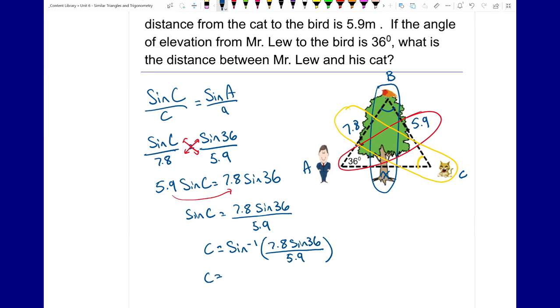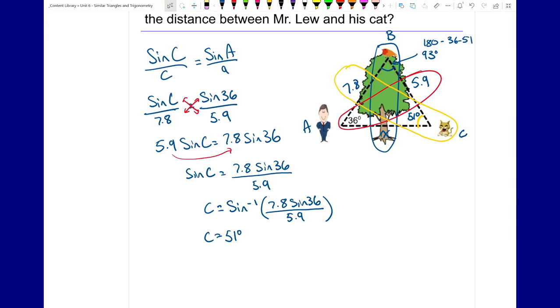Going through and calculating, we get an angle of 51 degrees. So we have 51 degrees now down here. I can figure out this missing angle at the top because I can do 180 minus 36 minus 51. And I'm left with 93 degrees. So I have 93 degrees at the top. I now have enough information to go through and find my missing side length along the bottom.